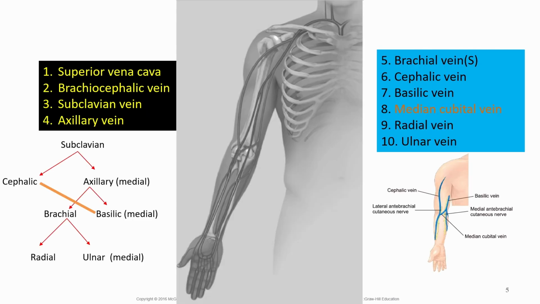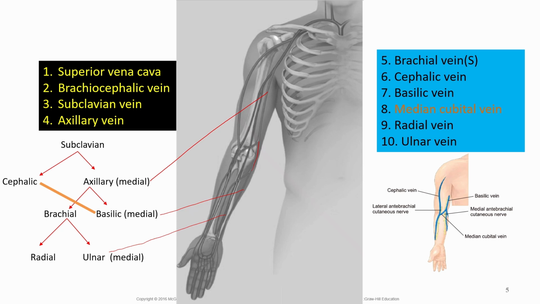So this here is my basilic vein, and this here is my ulnar vein. The basilic is the most medial, medial meaning towards the body, and the basilic is quite long. That comes from your axillary vein. So that's my axillary vein. So the ulna is medial, the basilic is medial, the axillary is medial. But again, they come from different places.